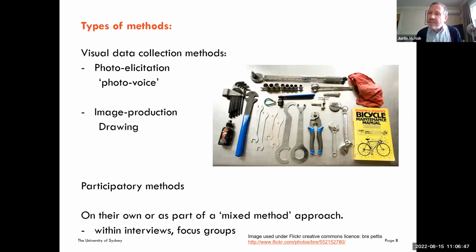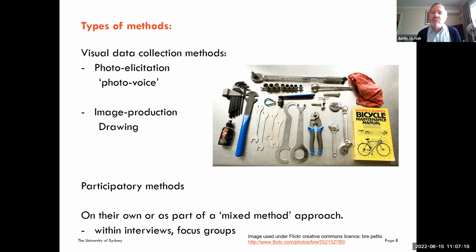So in the next part of the lecture, we're going to talk about some specific types of visual data collection methods. So I'm going to talk about photo elicitation or photo voice, give you an example of that. Also image production, where we get the participants themselves to perhaps draw something or take a photograph. So we'll be looking at that. These kinds of visual images are part of a wider family of qualitative research methods we call participatory methods. So there's a spectrum there.